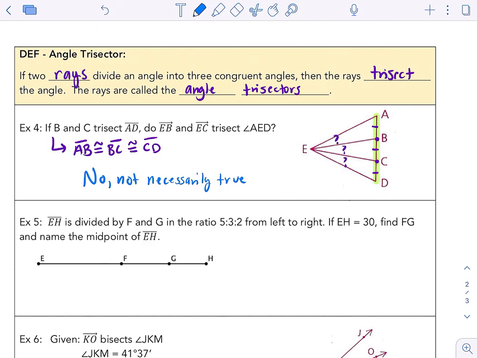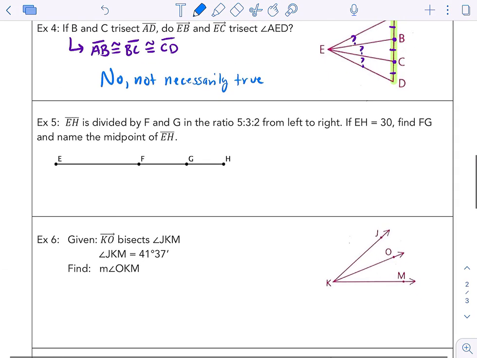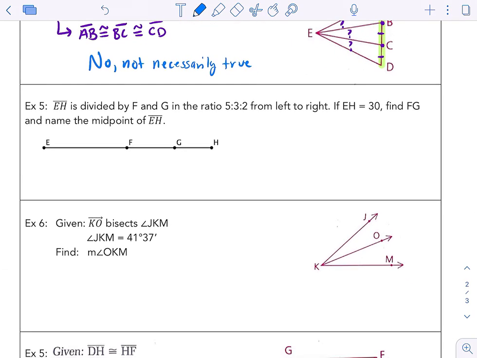So let's look at a couple other ways this shows up as we wrap up this section. So example number 5 here says segment EH is divided by points F and G in the ratio 5, 3, and 2 from left to right. So quick thing here, these points are not trisection points because those ratios are not the same numbers.